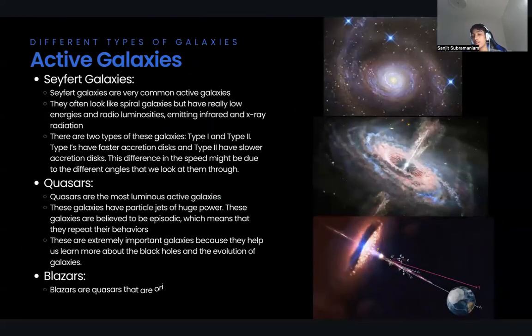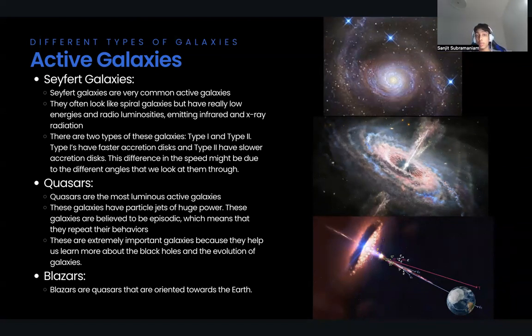Next up, we're talking about the active galaxies. Seyfert galaxies. Seyfert galaxies are very common active galaxies. They look like spiral galaxies, but they have really low energies and radio luminosities. They emit a lot of infrared radiation and a bit of X-ray radiation. There are two types of these galaxies, type 1 and type 2. Type 1s have faster accretion disks, and type 2 have slower accretion disks. The difference in the speed might be due to the different angles that we look at them through.